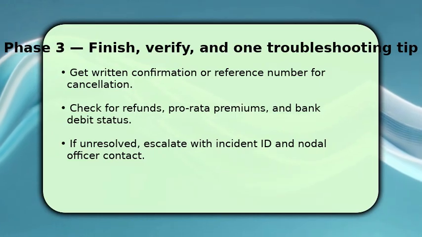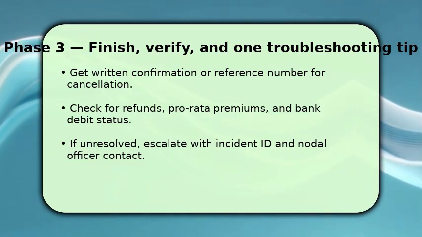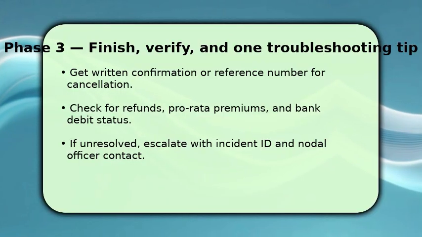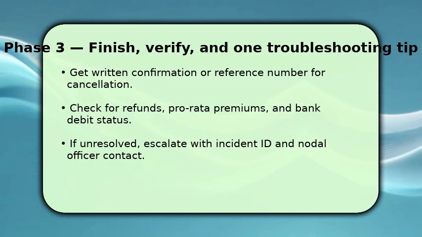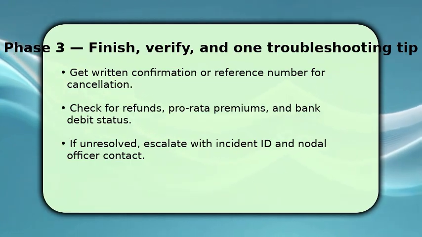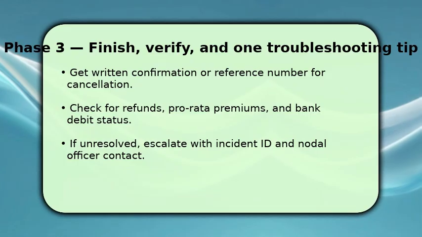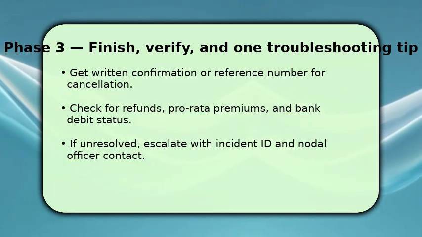If the cancellation still fails due to the same technical error, escalate using the incident ID to the nodal officer or grievance cell. Keep timelines and screenshots handy, because escalation forces a manual backend reversal or policy termination and closes the loop.